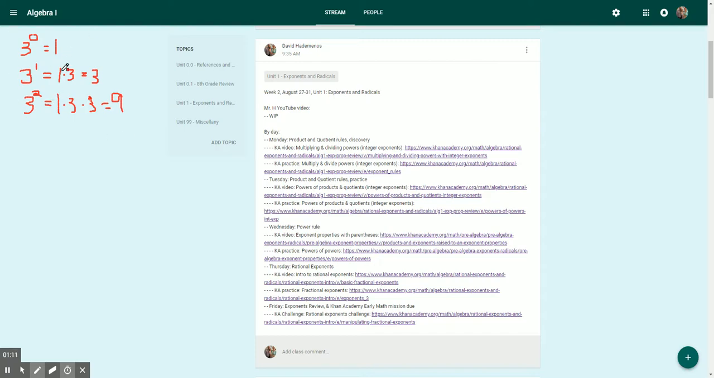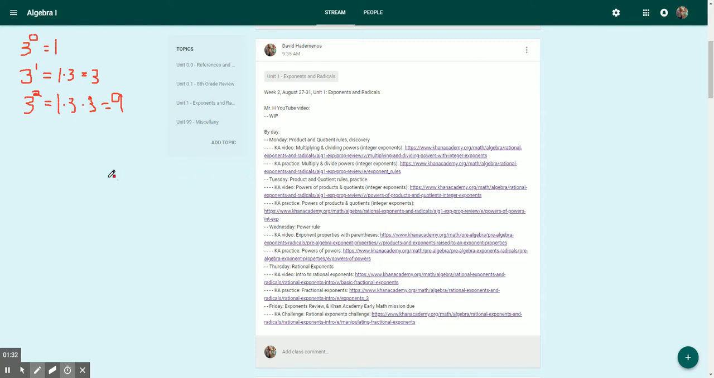But there's a lot more that we can do with exponents than just this. And so we're going to be talking about, on Monday, the product and quotient rules. This is how we multiply and divide powers. And then we'll be talking about powers of powers and rational exponents as well, or fractional exponents.